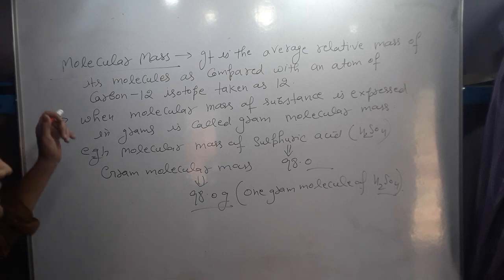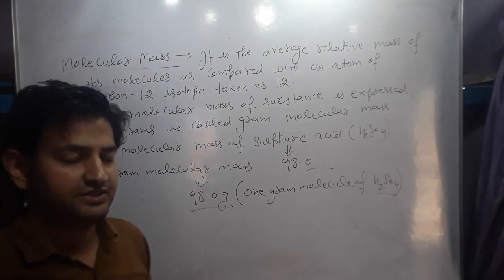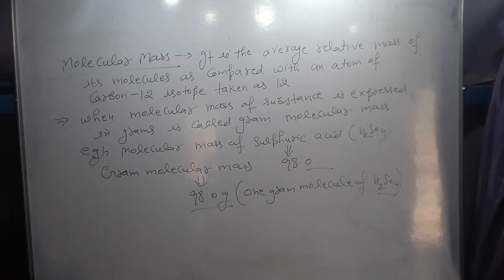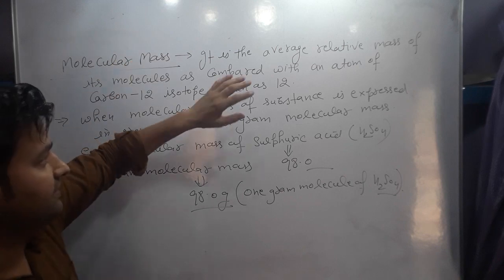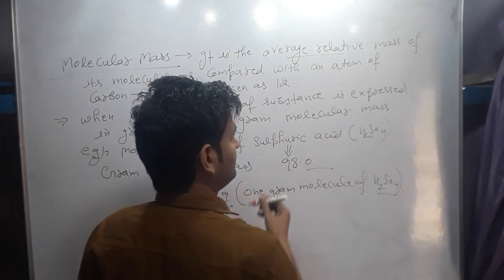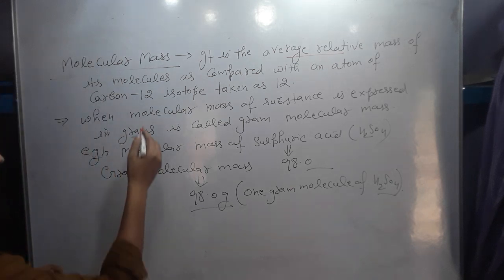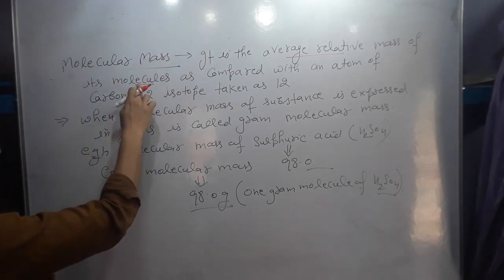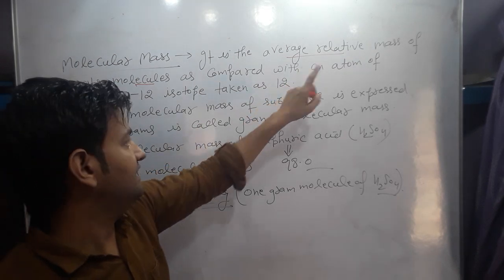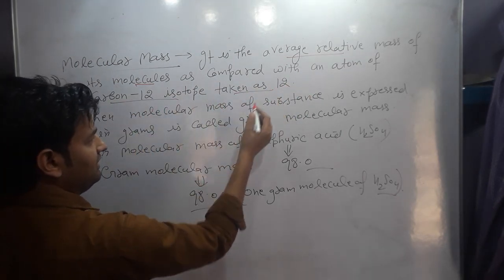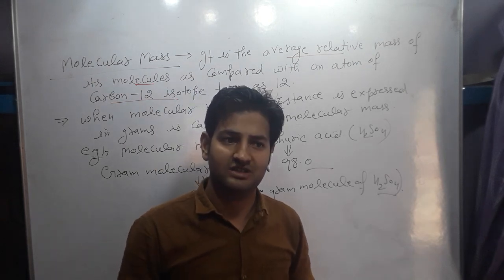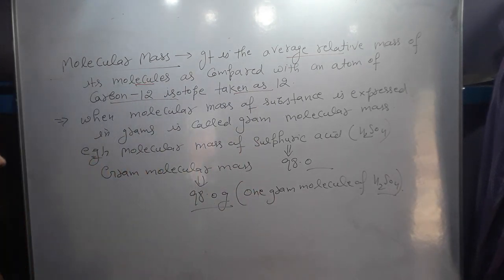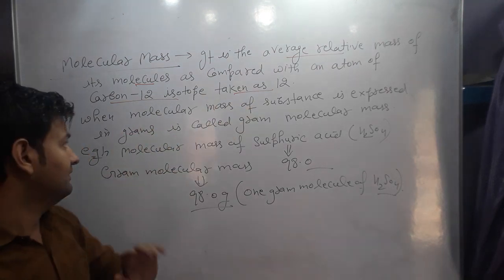Okay students, similar to atomic mass, the next term is molecular mass. Same term, where there was atomic mass, here it is molecular mass. It is the average relative mass of its molecules, as in atomic mass, where atoms are compared with an atom of the carbon 12 isotope. Means in molecular mass also we compare with carbon; the reference mass is 1/12 of the mass of the carbon 12 isotope, and the atomic mass of carbon is 12.